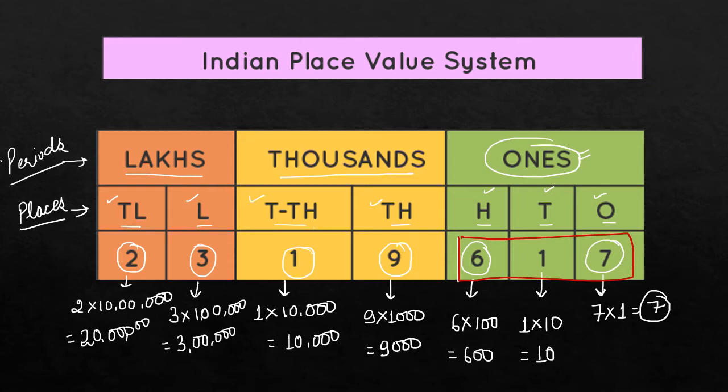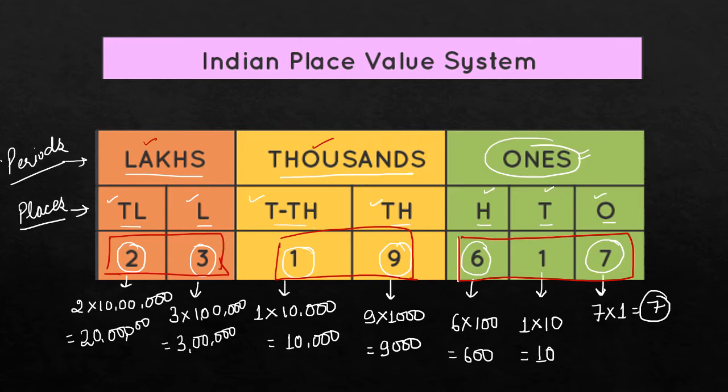Then we have next thousand period. Two places are there, 1000 and 10,000. So make one group of these two digits, and then for lakhs period make one group. So you can see here we have three groups. One group is for ones period, other group is for thousands period, and the third group is for lakhs period.